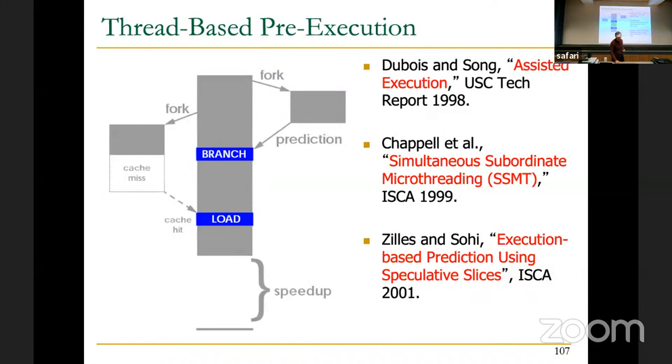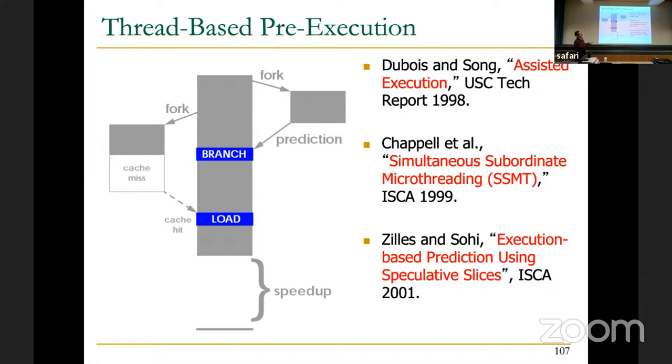So this idea has actually been looked at, as you can see, more than 20 years ago. These two papers are seminal papers that talk about this. One is a technical report, the other is an ISCA paper. And this picture is actually from this nice paper that talks about execution-based prediction using speculative slices. This is a general idea that could be used for performance-critical instructions, not just cache misses, but also for branches, you can see.